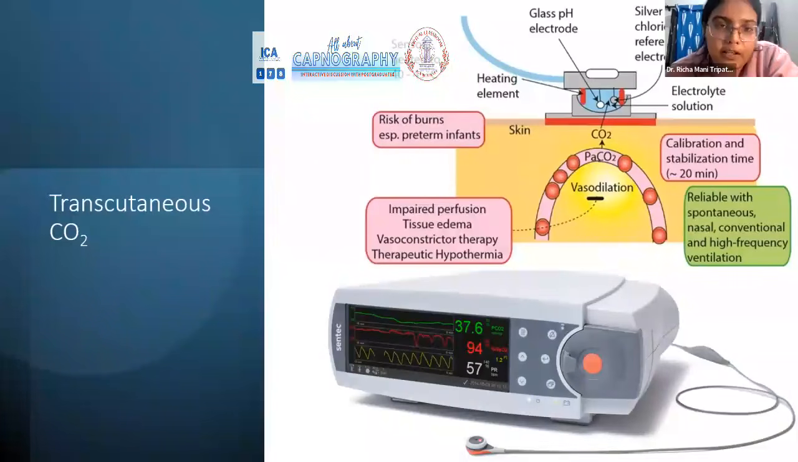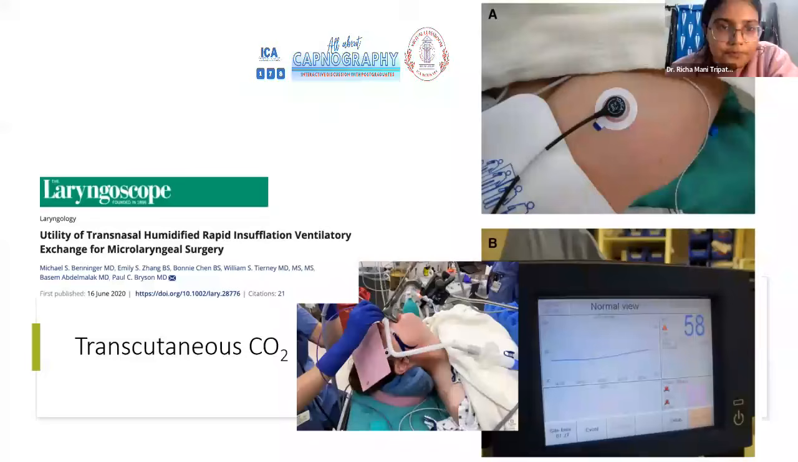Coming on to the other advance in capnography, transcutaneous carbon dioxide monitoring. It is more useful in preterms and infants. And here we can see the method of detection of PaCO2 by the infrared sensor. Vasodilation causes an increase in the arterial CO2 content, which is then picked up by the heating element, and it is displayed on the monitor via the transducer.